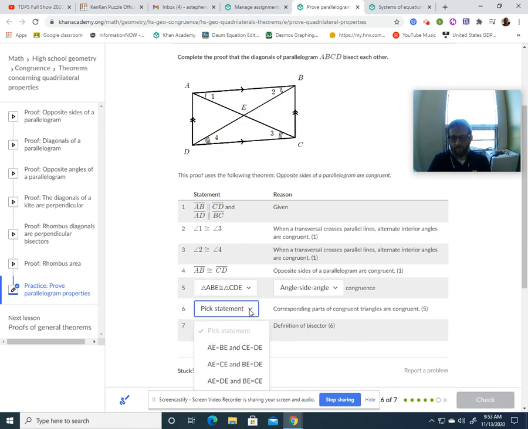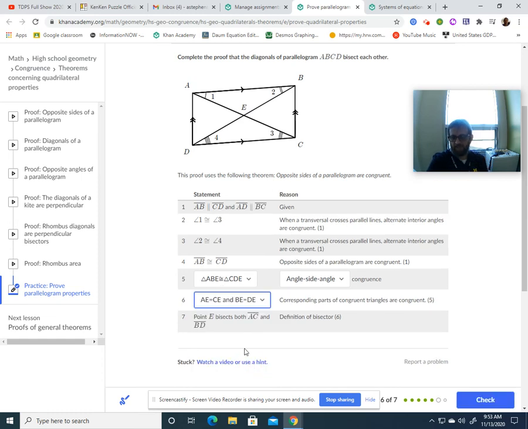Now, that would mean, okay, so this would have to equal this. They are in different triangles, corresponding parts. We don't know that this angle equals this one. We know this angle equals this one, and we know this angle equals this one. So this is a corresponding part to this. So AE has to equal CE, and BE has to equal DE because of corresponding parts.